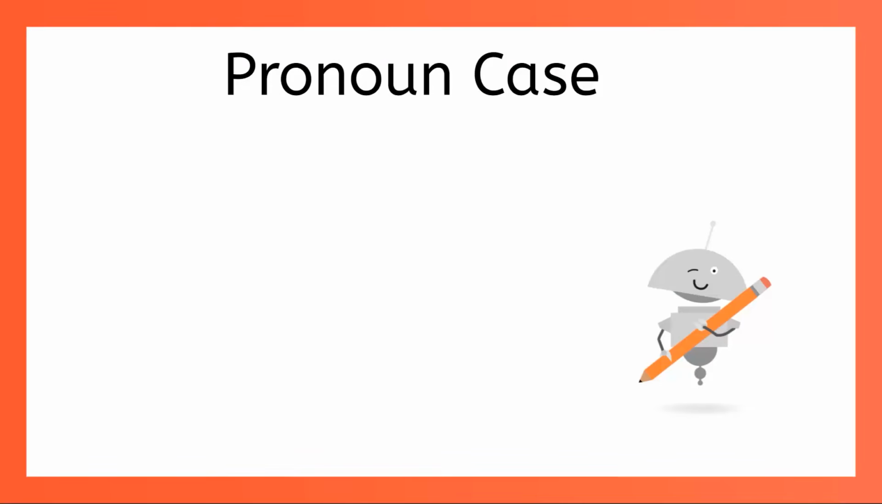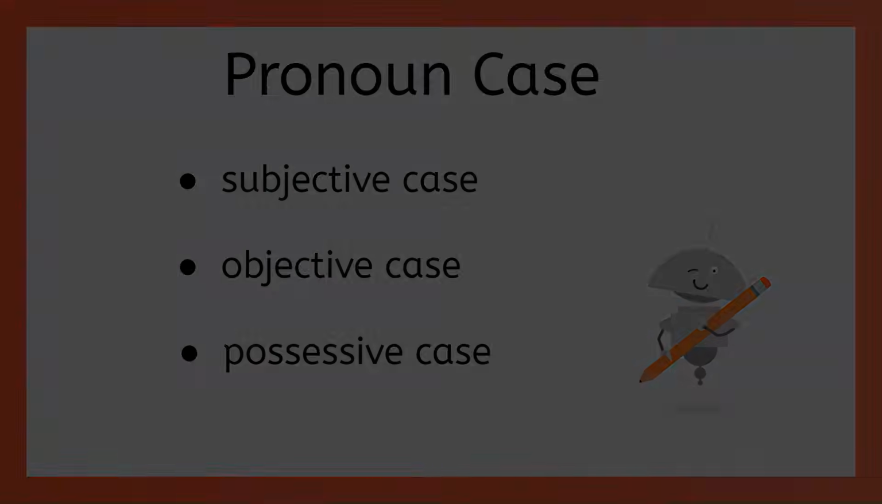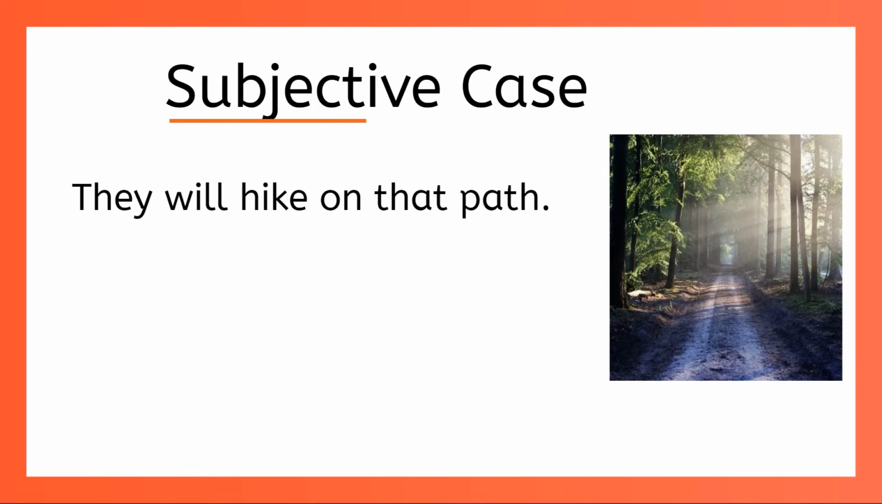That's because pronouns have something we call pronoun case. There are three types of pronoun case. There's subjective case, objective case, and possessive case. Subjective case pronouns are the ones we can use as the subject of the sentence. For example, you might say, "They will hike on that path," or "She will hike," or "I will hike on that path." The pronouns you use as the subject of the sentence are called subjective case pronouns.